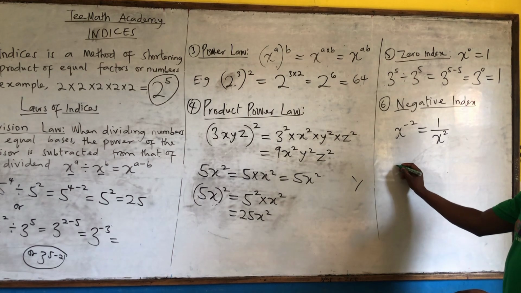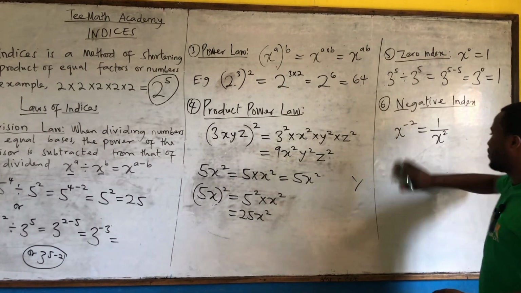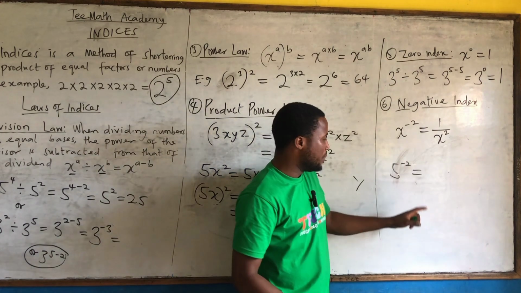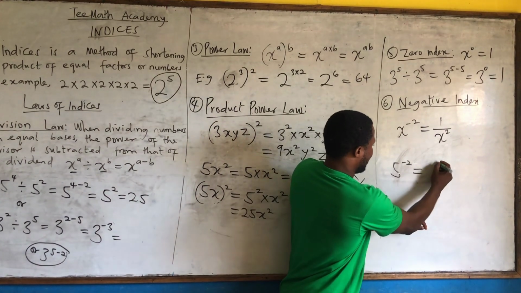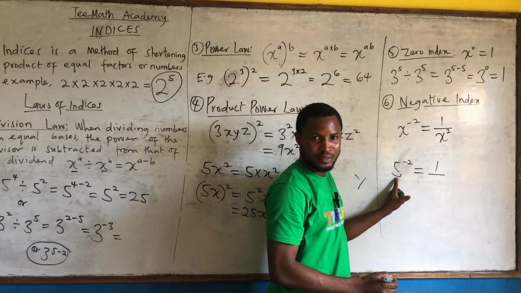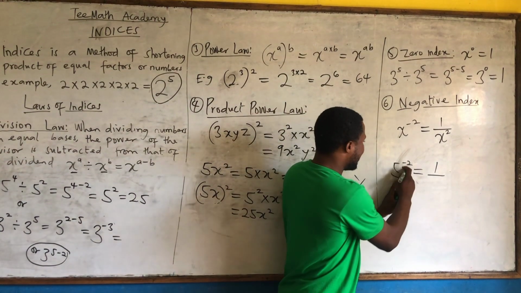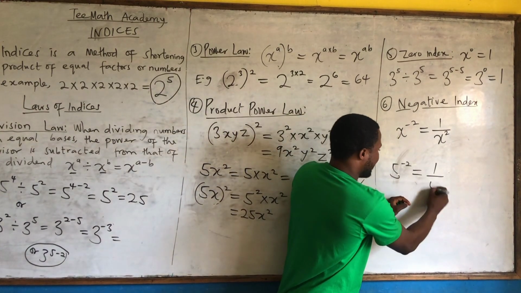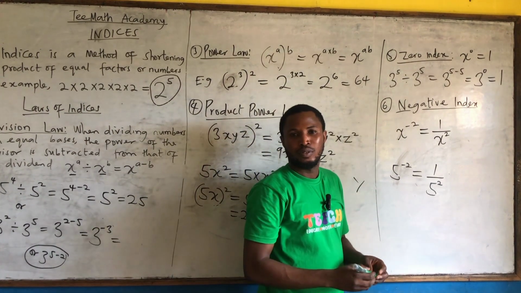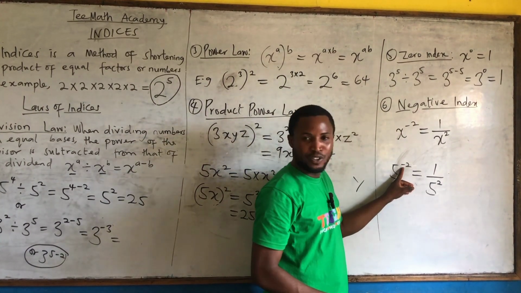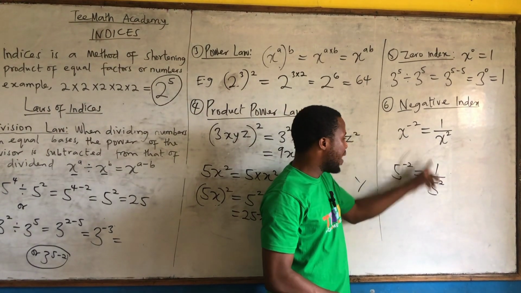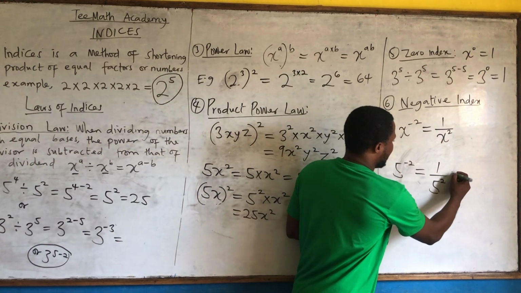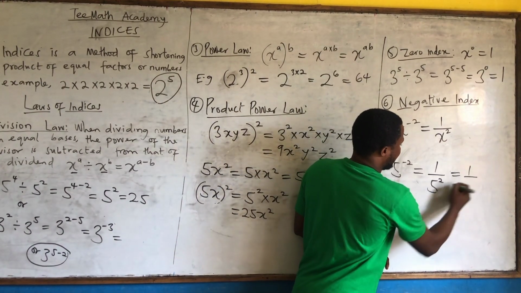If I have 5 raised to power minus 2, this will give me 1 over the same thing. But I need to remove this minus. In doing that, I will say 1 divided by 5 raised to power 2. So to remove this minus, we have to say 1 over the same expression. Do we understand, please? So this one, you now proceed by saying 1 over 5 squared, which is 1 over 25.